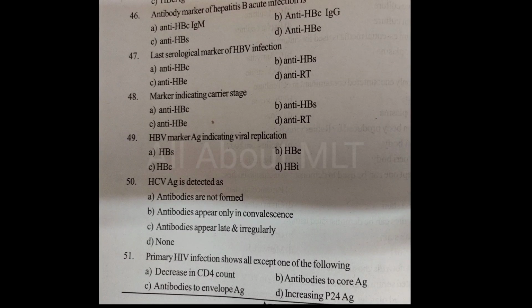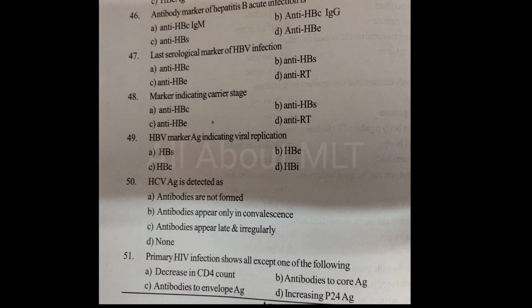Marker indicating carrier stage. Option A anti-HBc, option B anti-HBs, option C anti-HBe, option D anti-RT. Answer is option C anti-HBe. HBV marker antigen indicating viral replication. Option A HBs, option B HBe, option C HBc, option D HBI. Answer is option B HBe.